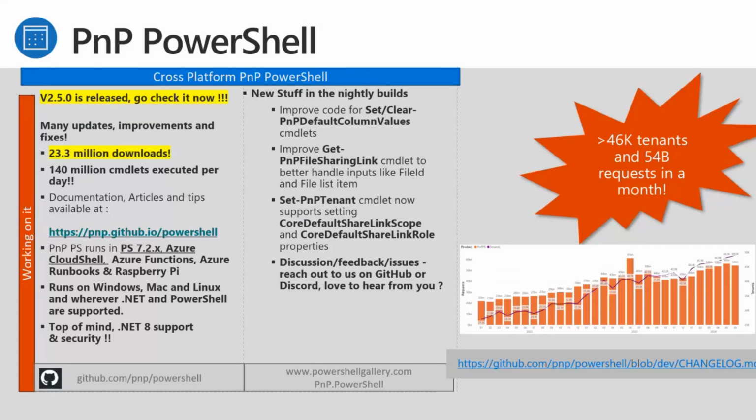I know, I'm sorry. But v2.5.0 is released. Go check it out. If you're not using PnP PowerShell, then I guarantee you are missing out. 23.3 million downloads, 140 million cmdlets executed per day. Not wrong, everybody. It's a wonderful way to utilize the tools and interact with the tenants that we use each and every day. I know Todd Klint is excited. So we absolutely invite you to go take a look at that.